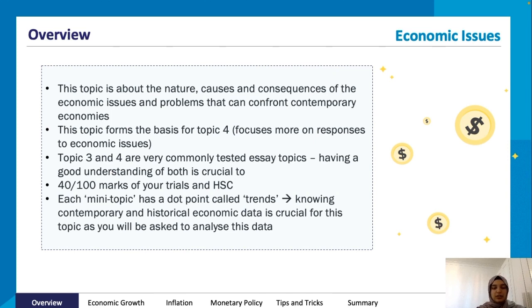So 40 out of 100 marks of your trials in HSC come from the essays. So it's really important to make sure you do well in the essays, right? Each mini topic has a dot point called trends. Knowing contemporary and historical economic data is crucial for this topic, as you will be asked to analyze the data. A lot of students, when they get graphs in one of the essay questions, tend to just ignore them and not make any reference to them, which is completely not advised. You want to make reference to the graphs, right? It's really important that you do that.